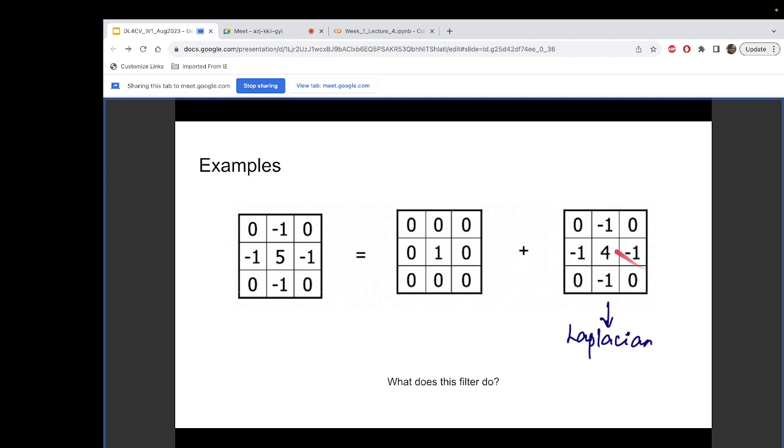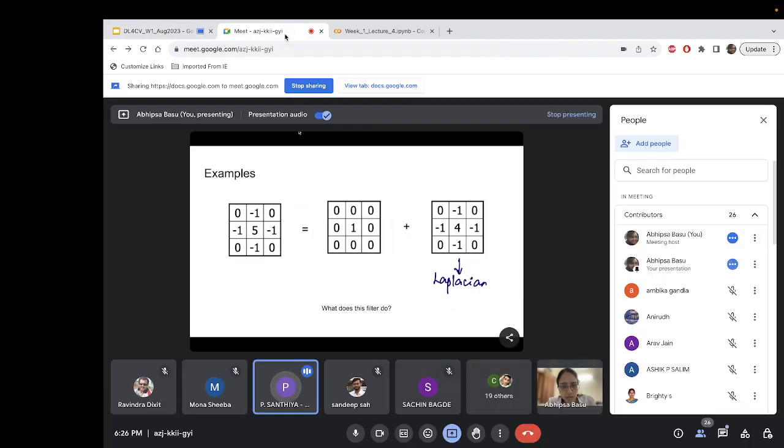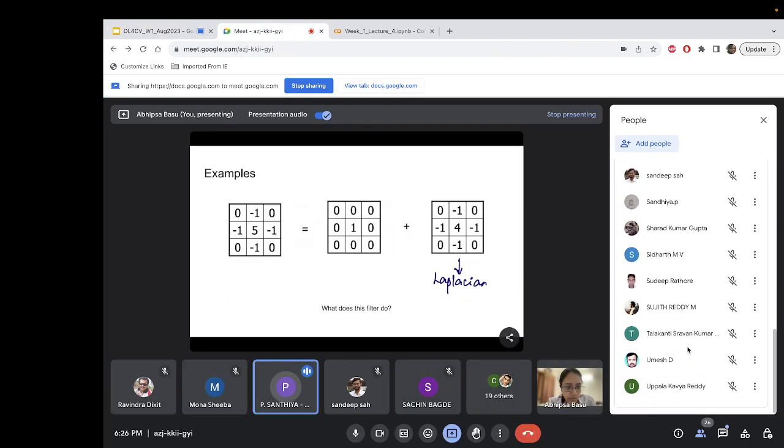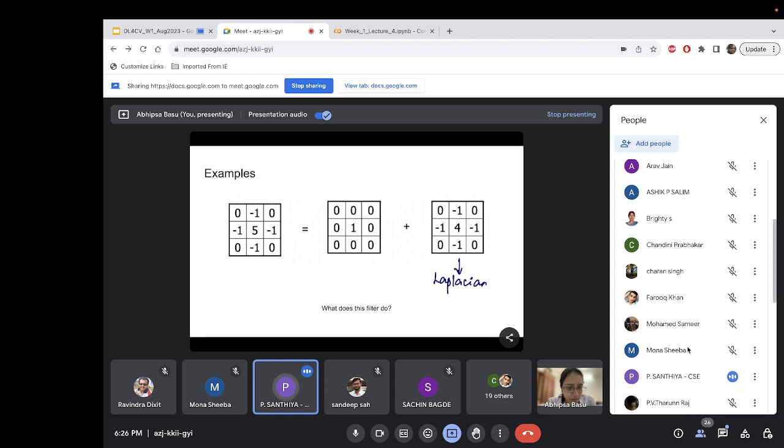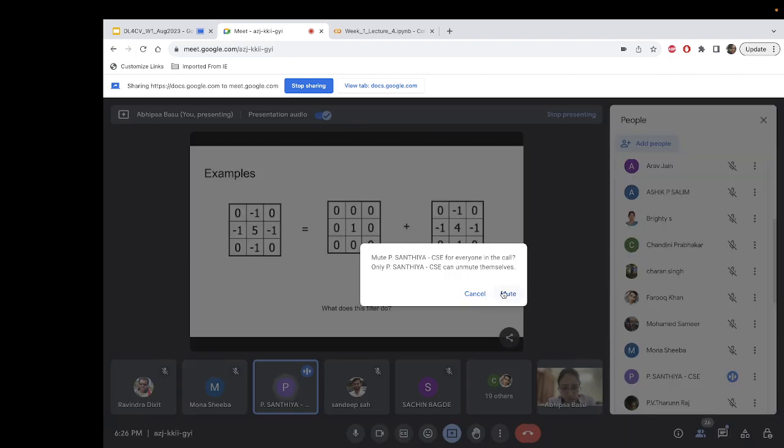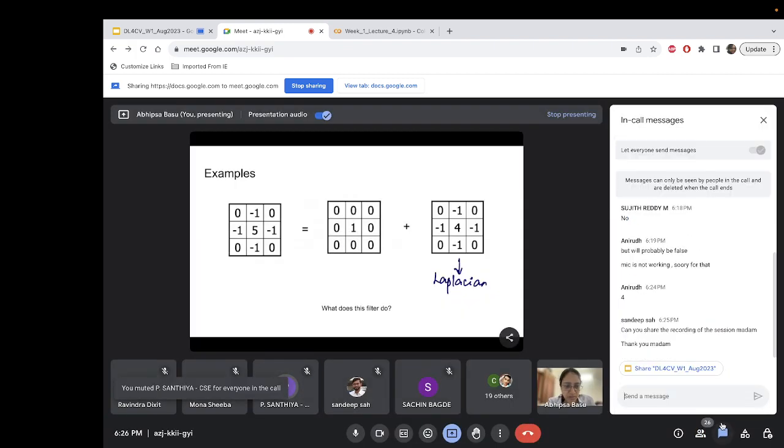So if you see intuitively, what it's trying to do is, if the central pixel, can everybody mute please? I'll do it.